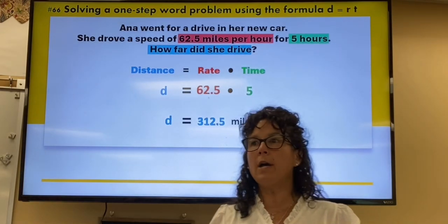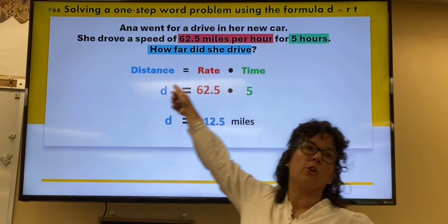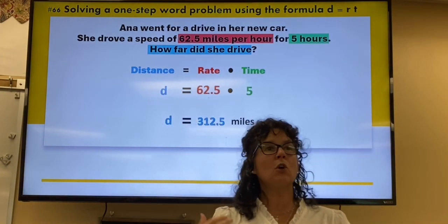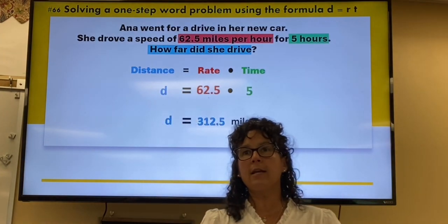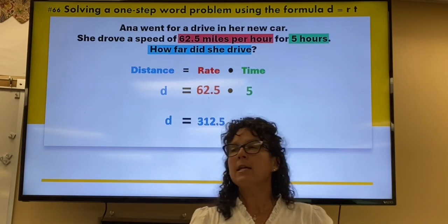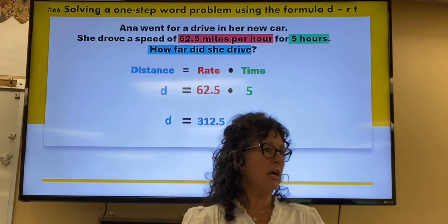Okay, so step 1, write down your generic equation. Step 2, go looking for 2 out of the 3, substitute those, and then finish getting the letter by itself.